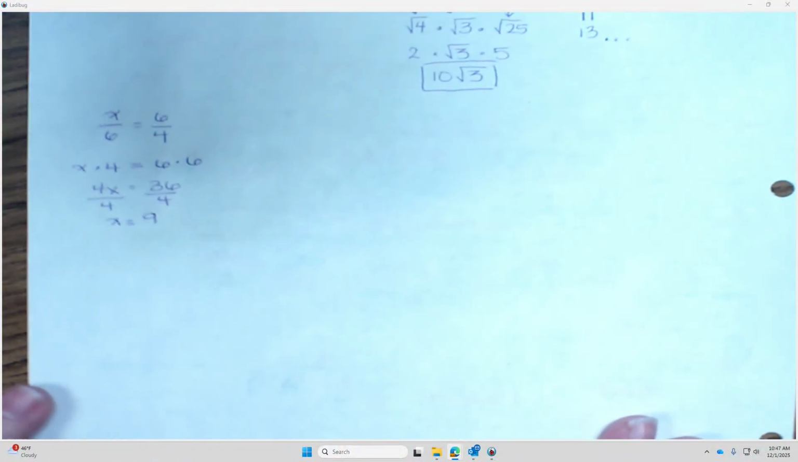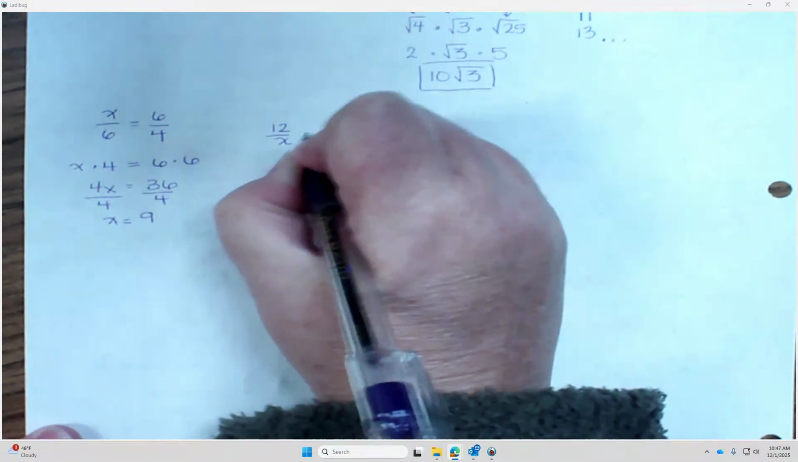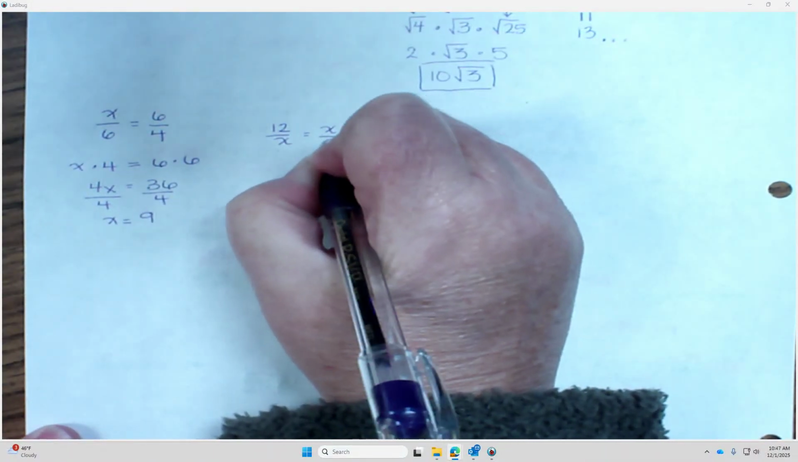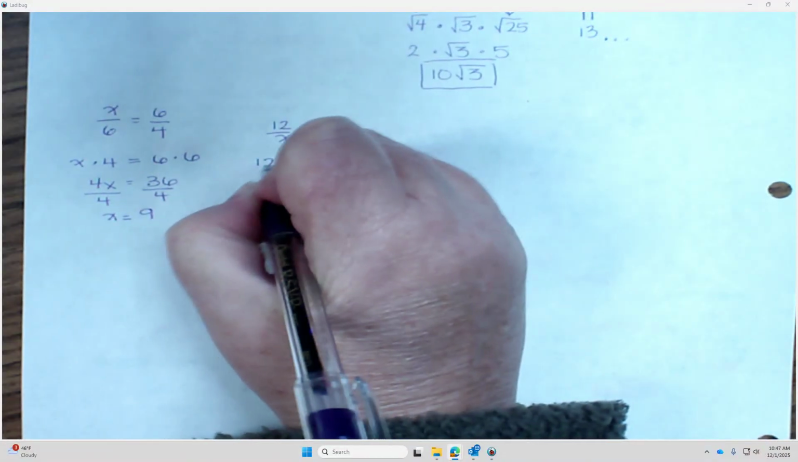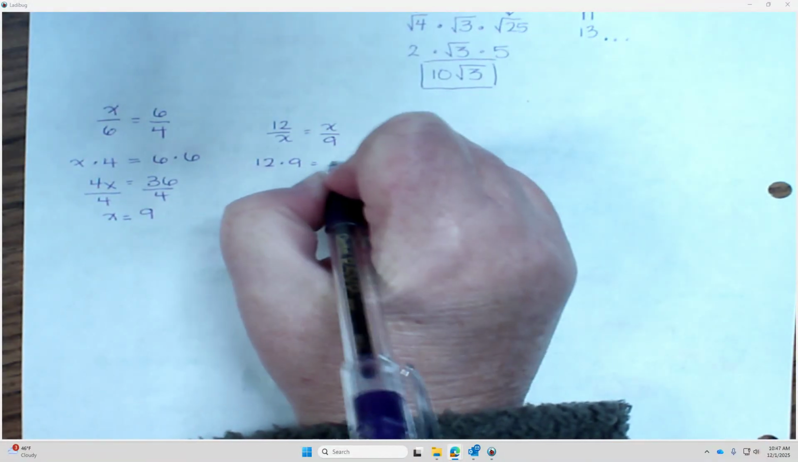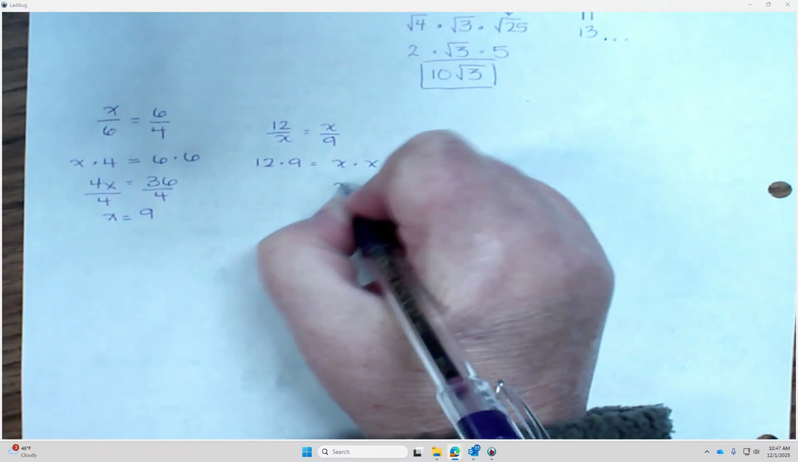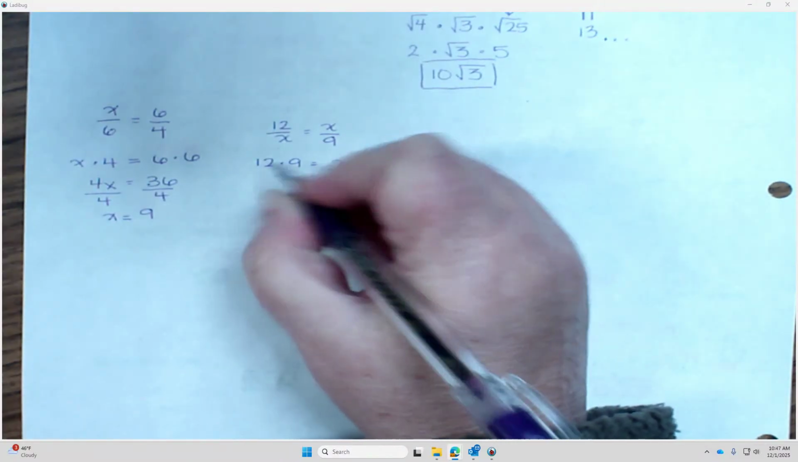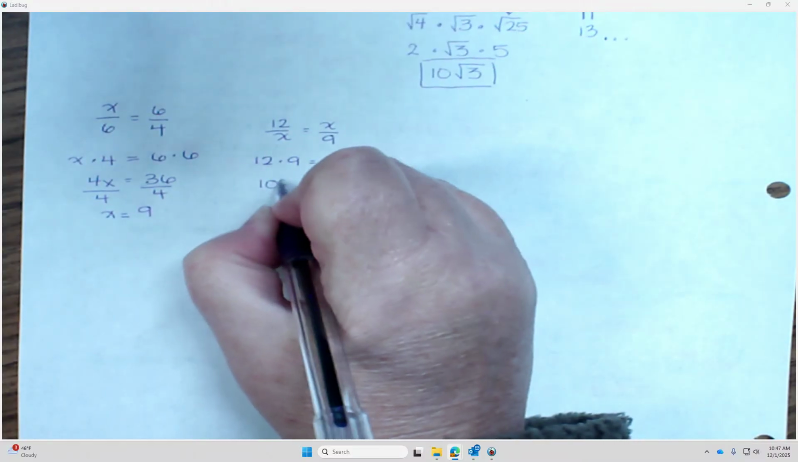So 12 over x, x over 9. So let's go ahead and write that. I've got 12 over x is equal to x over 9. Going to now cross multiply. 12 times 9 is equal to x times x. X times x gives me x squared. 12 times 9, let's see, 9 times 10 is 90. 9 times 2 is 18, so that's going to be 108.